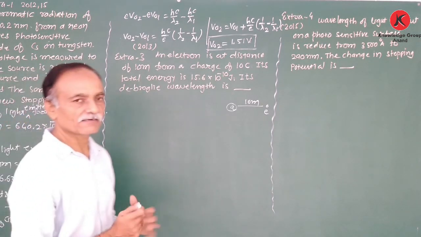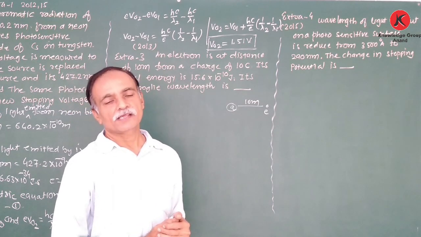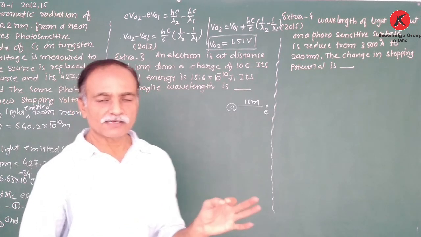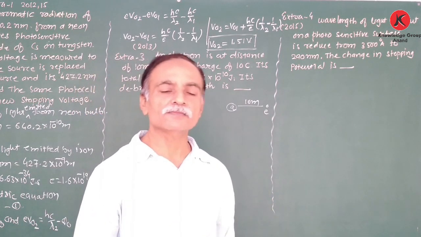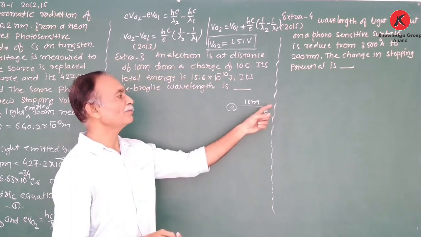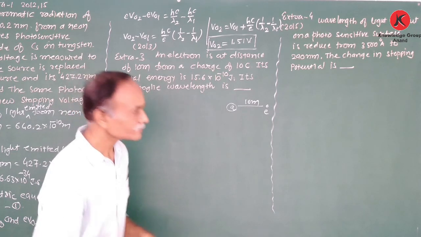Now we know the equation of de Broglie wavelength, lambda is equal to h upon p. Here we substitute the value of momentum in terms of kinetic energy. And due to that, first we have to find out what is the kinetic energy of the electron.